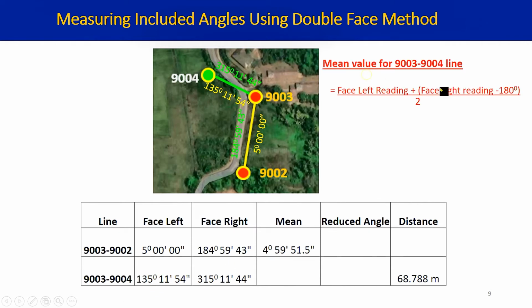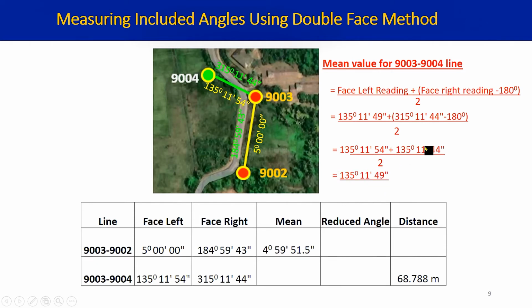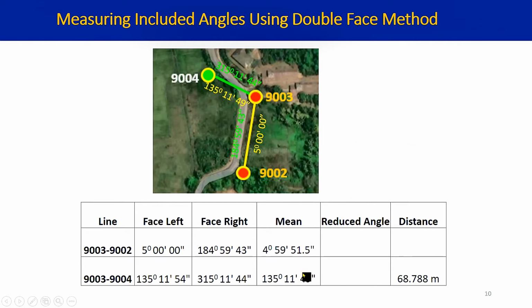So first we need to reduce 180 degrees from the phase right reading and get the average between the phase left reading and the reduced reading of the phase right. So this is how we get it. We need to deduct 180 from the phase right, then it will become 135 degrees 11 minutes and 44 seconds, and we need to add it to the phase left reading and get the average. So it is 135 degrees 11 minutes and 49 seconds. So we can record it in the mean column.